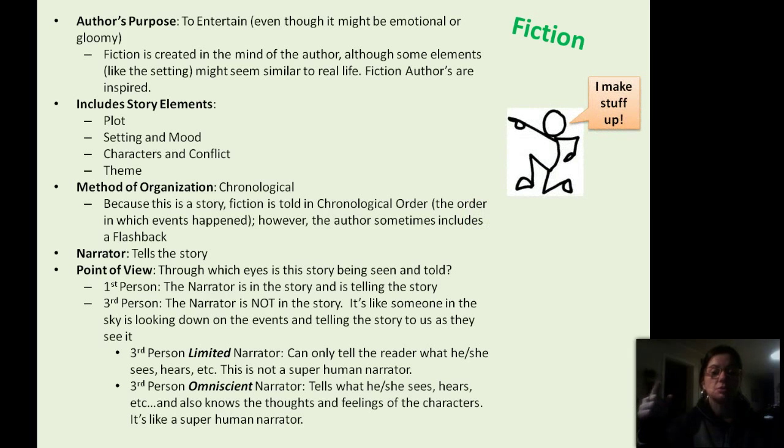And let's reintroduce you to our stickman author. And remember, the stickman author makes stuff up, even though they might be influenced by the outside world. That's what fiction is. Okay, next we have nonfiction.